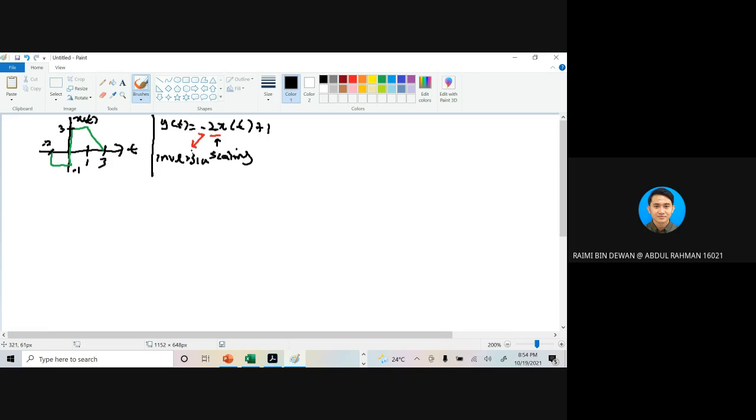Okay, and then you have here 1. So your signal will also experience scaling and shifting. All this happens outside the t bracket, so all this is actually amplitude operation. I hope so far so good.